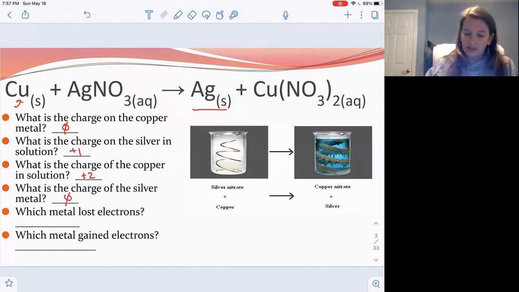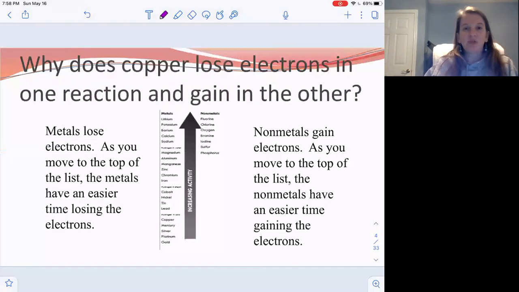So which metal lost electrons? Again, looking at their charges from the reactant side to the product side, the copper went from 0 to +2. It got more positive, so to get more positive, it had to lose some negativity, so the copper lost electrons. The silver went from +1 to 0, so the silver gained electrons because it got more negative, okay? So these were both examples of oxidation reduction reactions in which there was a transfer of electrons between those metals in those reactions.